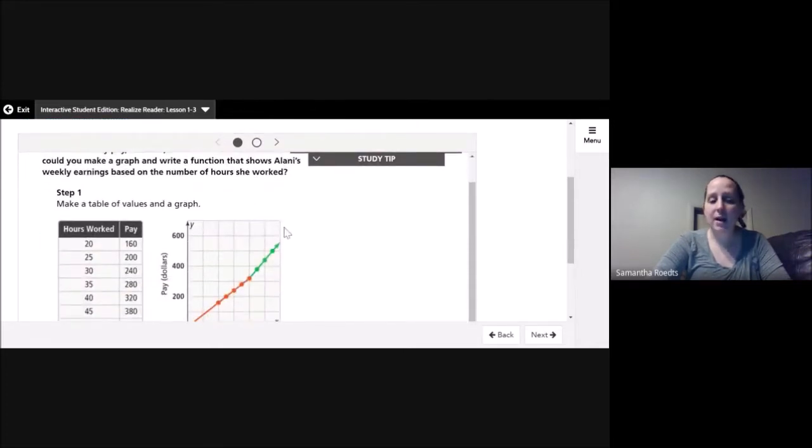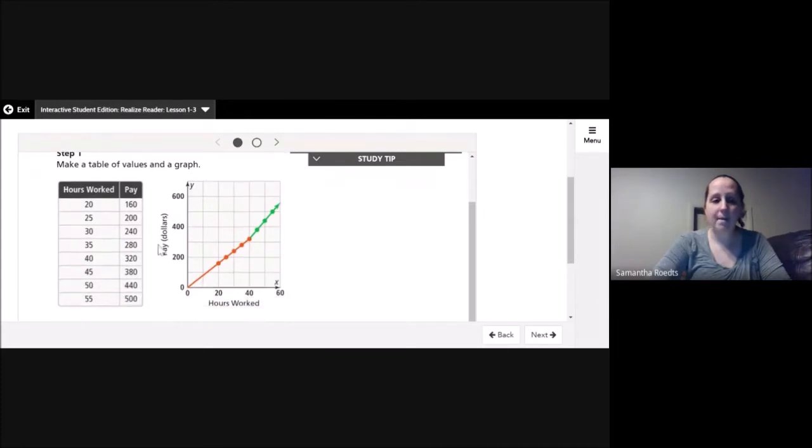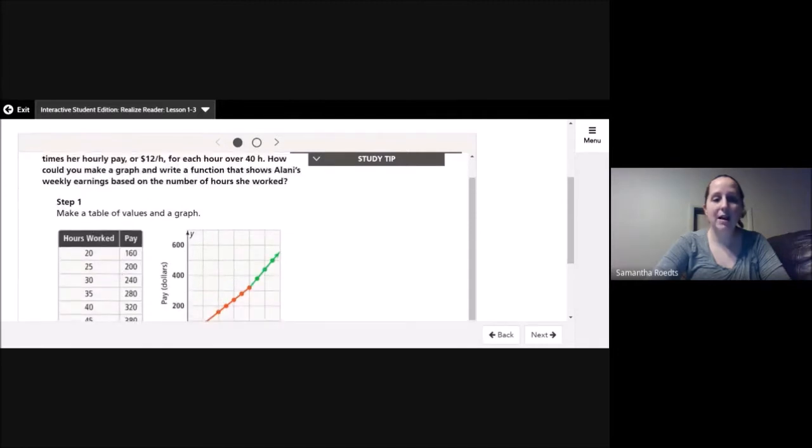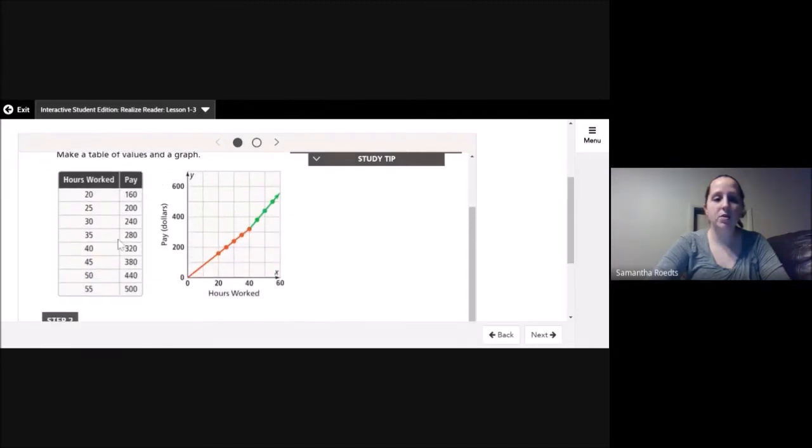So first, we're going to make a table of values and a graph. So for 20 hours, she gets 160, up to 40. And then remember, she earns $12 per hour after she works 40 hours. So she gets 320, 380, 440, and 500. And I graph those points. So the red line is up to 40 hours, and then after 40 hours is the green line.